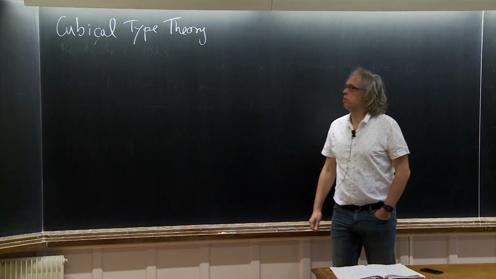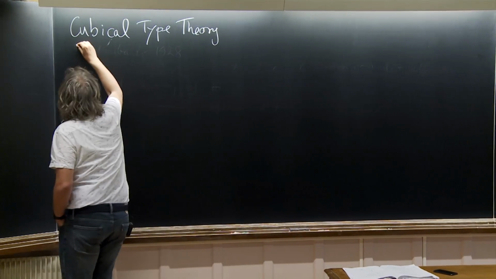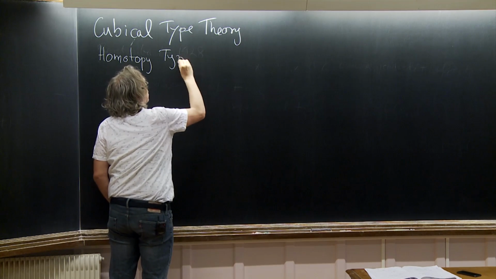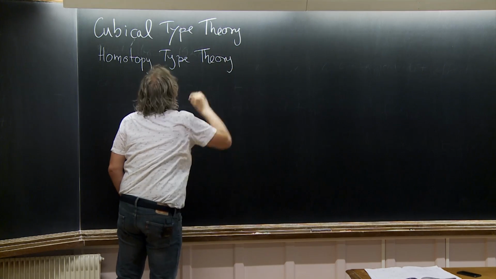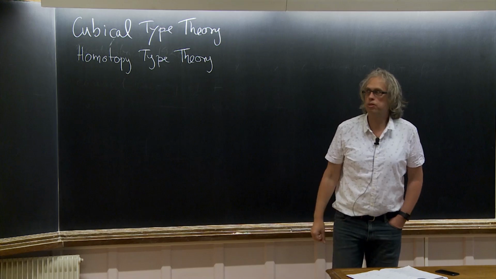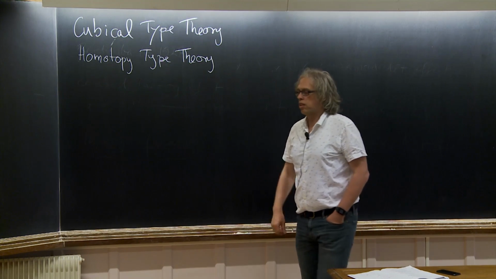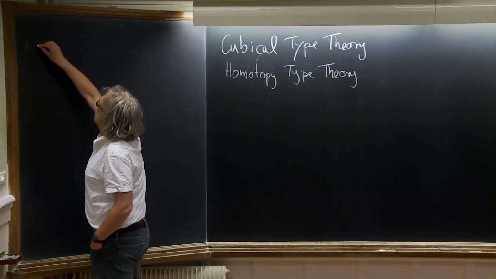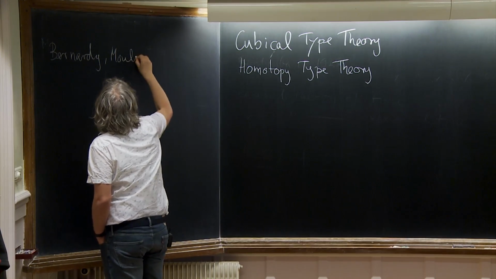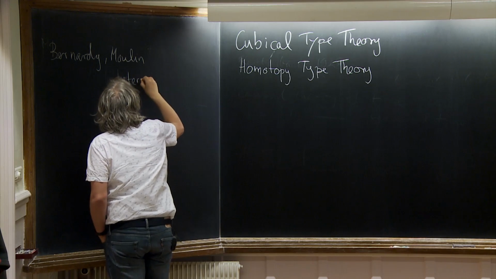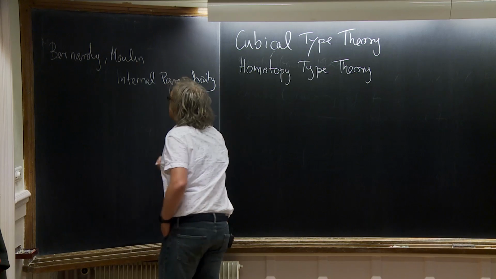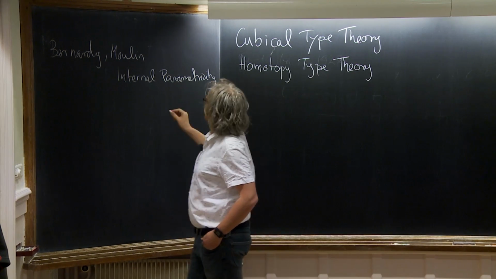So the basic idea is that cubical type theory is supposed to be an implementation of what's now called homotopy type theory. And it is based on some work from Chalmers University in Göteborg. So there is this work by Bernardy and Moulin about internal parametricity, which is very recent. I think it's 2012.